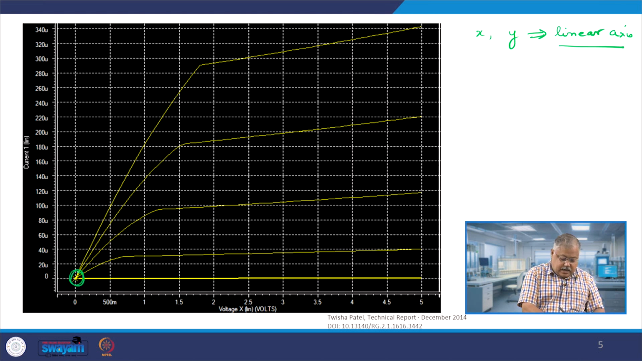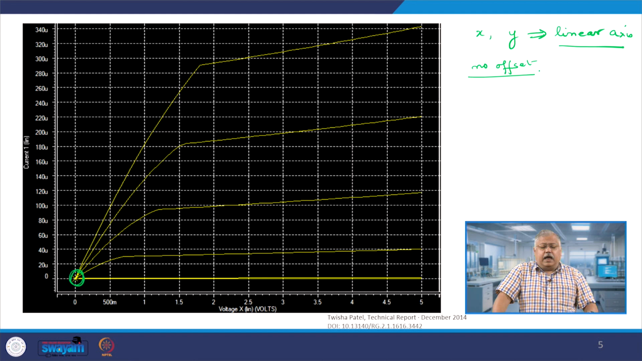then your current is also 0, which means there is no offset. When your input voltage is 0, your output current is also 0, and this you can see from your level 1 model files also. If you put VDS equals 0 there, everything within the parenthesis goes to 0, and therefore, independent of the value of mobility, Cox or W by L, the output also goes to 0, and that is what you can see here.